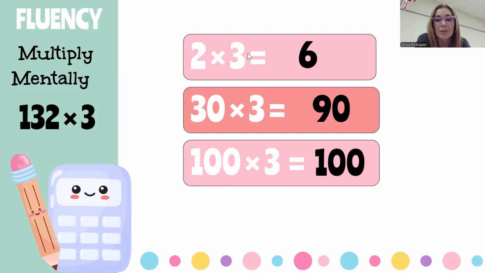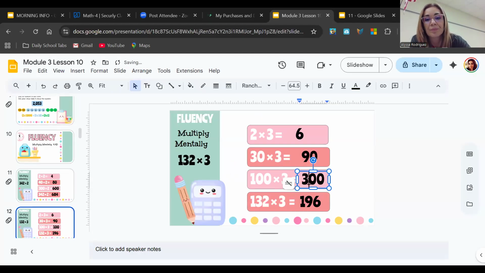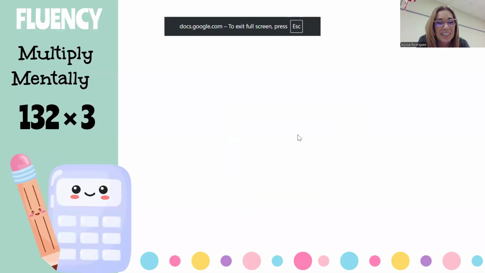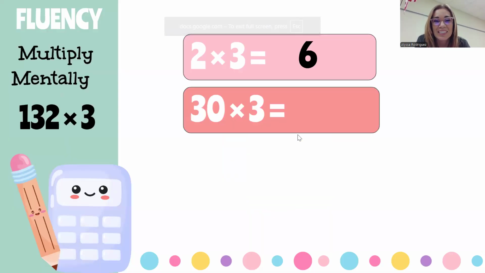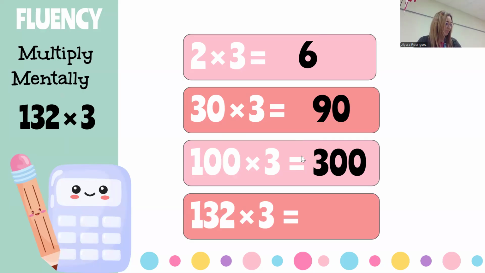Right, sorry about that. Okay, and that is not correct. Oh my goodness. Hold on. Last couple of slides. Dealing with this. That's 6, that's 90, that's 300. Now work this one out.